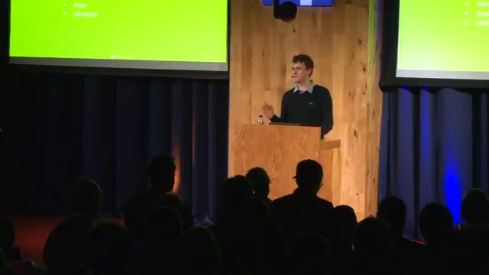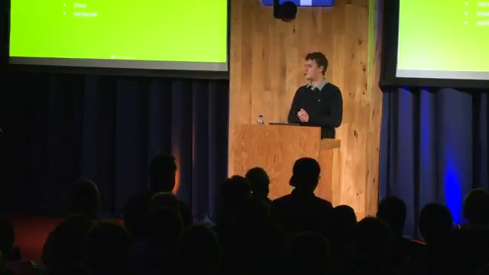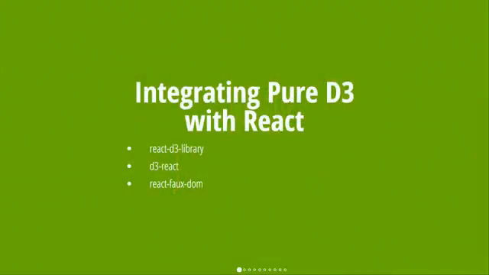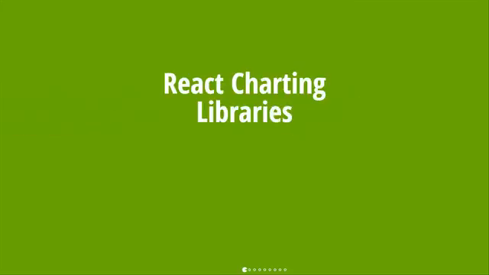So these are a couple of examples of libraries that will let you do this. D3 React and React Fake DOM are written by the same person, and the third one, the Fake DOM one, was his improvement upon the previous. But that's kind of where that category of library comes from. The next one is React charting libraries. So there's a few here.